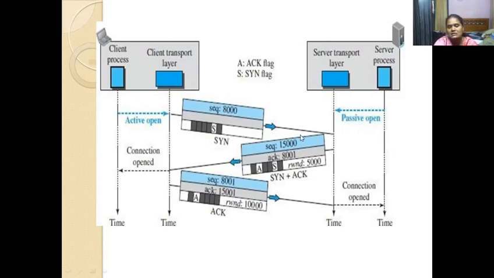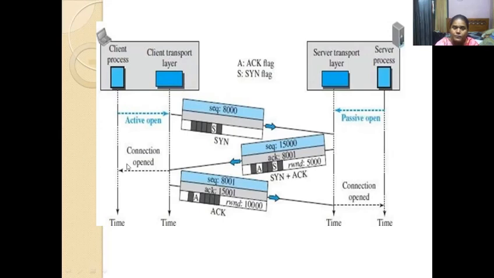Now once this sync segment reaches the server, the server has to acknowledge the received segment. In addition to that, it should also send the sync flag. The server has to send a sync flag. So now the piggybacking concept comes into the picture. Along with the synchronization, we try to send the acknowledgement. You are trying to send both a synchronization and an acknowledgement together. So this is the piggybacking concept.